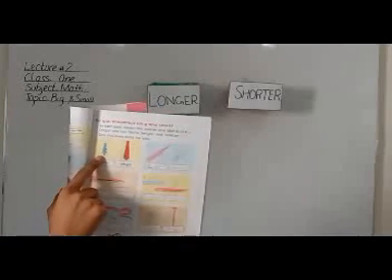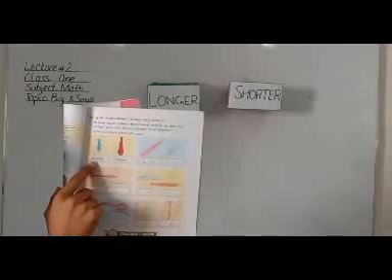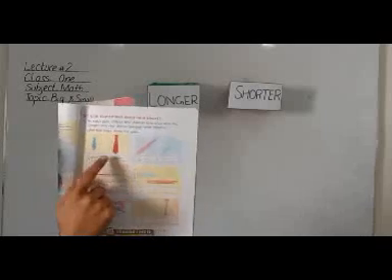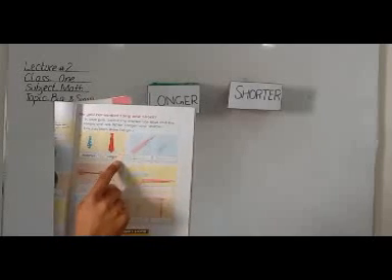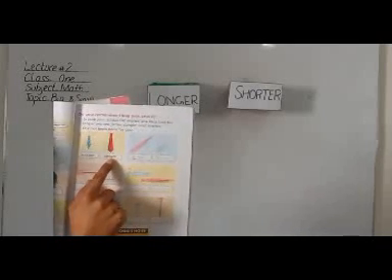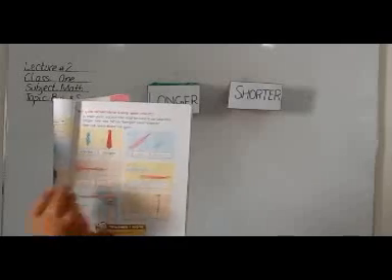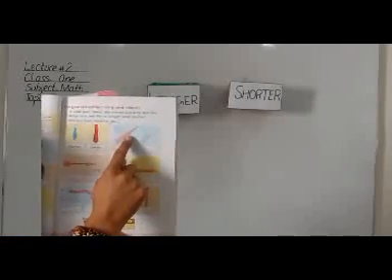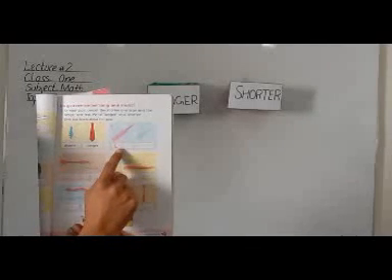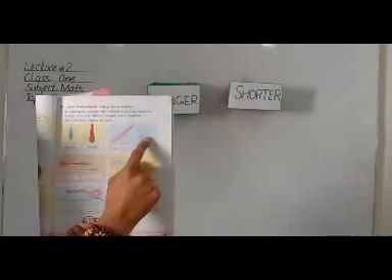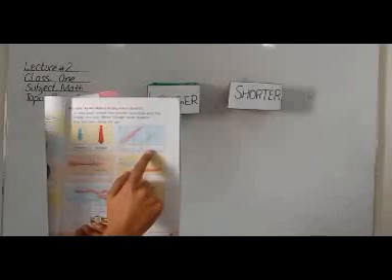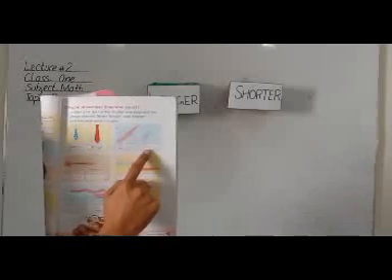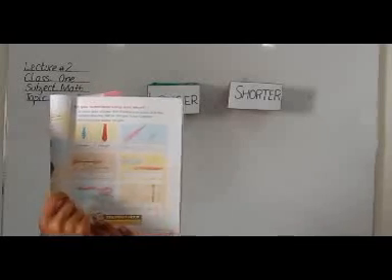Which object is shorter? Color it blue and write here shorter. And which object is longer? Write here longer and color it red. We have one pair of bats. This one is longer. Now write here longer, and this one is shorter. Write here shorter and color it blue.